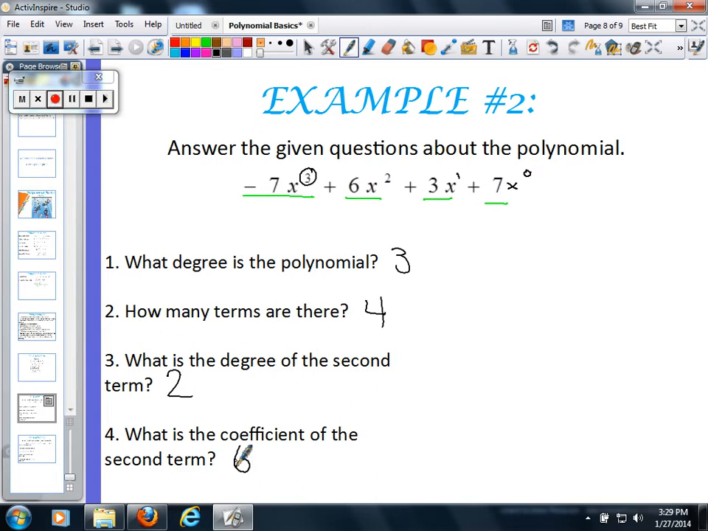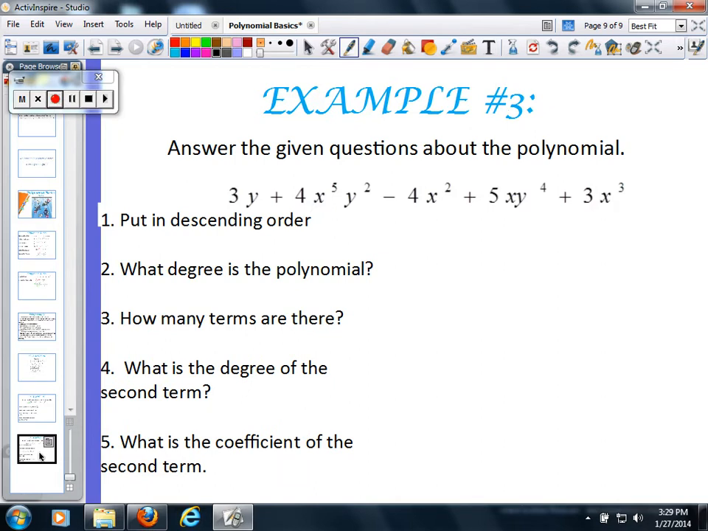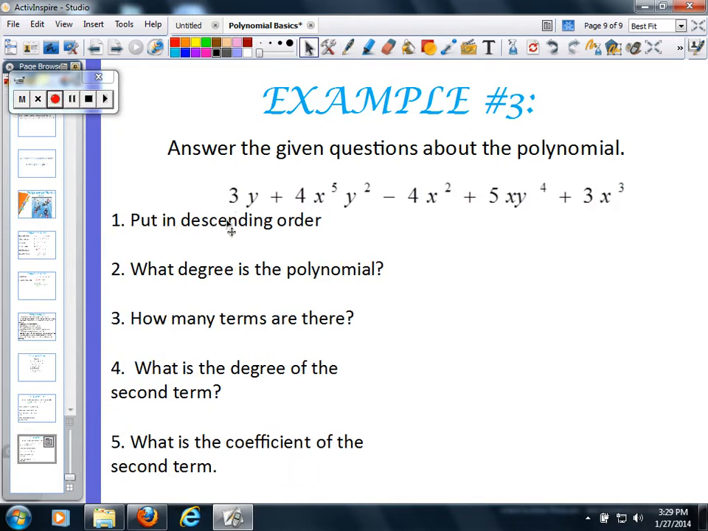Okay? This practice here is strictly just determining, do you know the definitions? Do you understand when I say the degree of the polynomial, what that means? Do you understand what the degree of a term is? Do you understand what a term is? Do you understand what a coefficient is? So there are lots of different things this is testing, but it's really just testing the definitions and your understanding of them. Okay? So now, when we go on to the next one, this one's going to be a little bit harder.